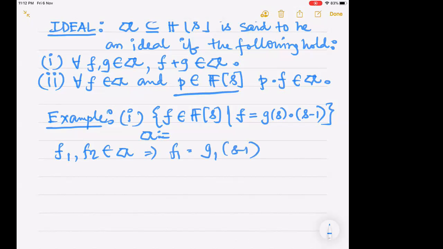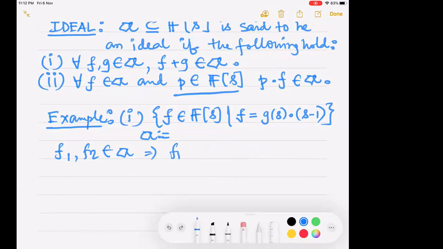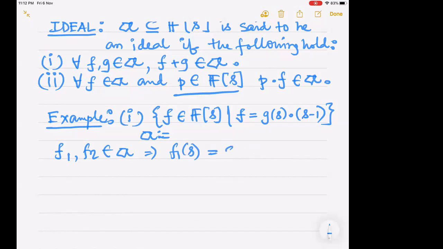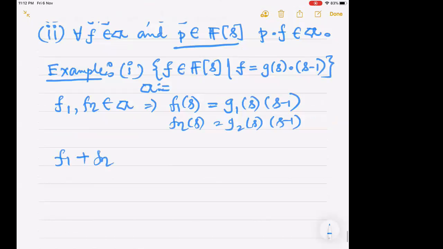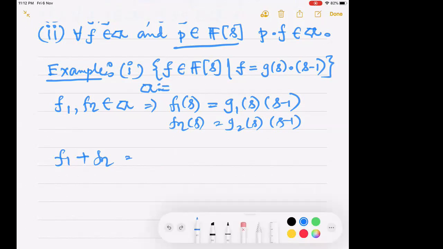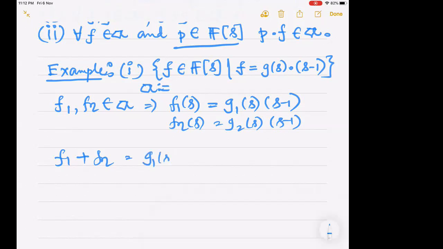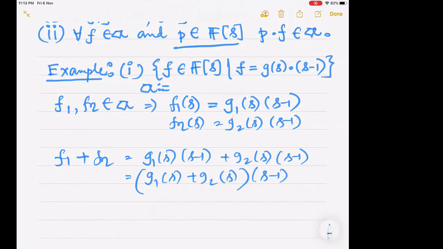Let me just do it properly. And f2(s) must be equal to g2(s) times (s minus 1), right? Now check, if I do f1 plus f2, what do I get? I get g1(s) times (s minus 1) plus g2(s) times (s minus 1), which is equal to (g1(s) plus g2(s)) times (s minus 1). That's it, no? So this is inside the set A, so it's closed under addition.